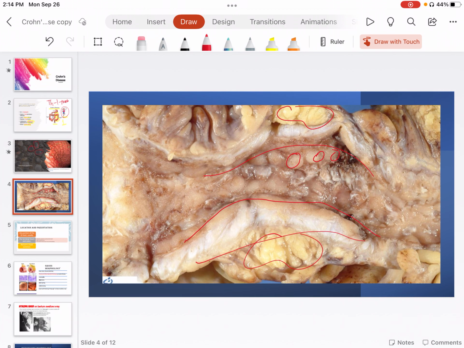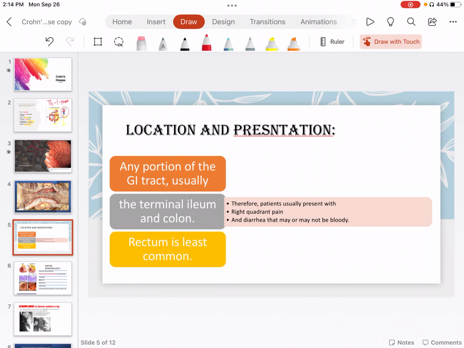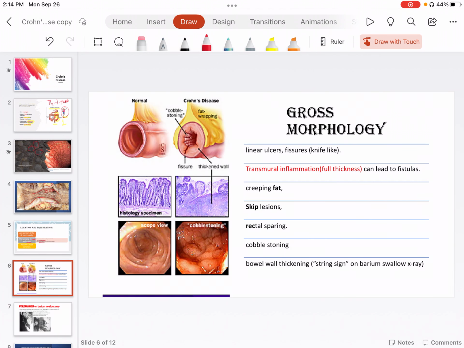And what is the most common location and presentation of this disease? It is terminal ileum and colon, as we described before. Therefore, patients usually present with right lower quadrant pain and diarrhea that may or may not be bloody. Rectum is the least common location where this disease is usually found. Therefore, we call it rectal sparing here.